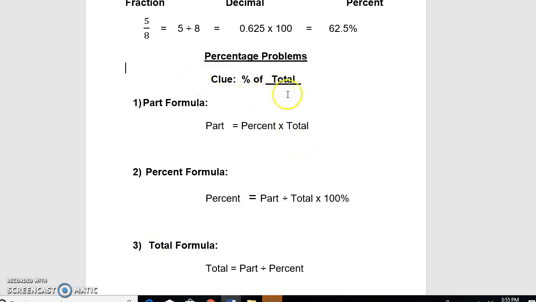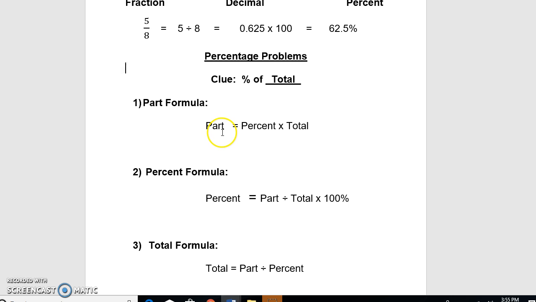And I've given you here this important clue, which is often very helpful to us. And the clue is that whenever you see the phrase percent of, whatever follows that is the total in the problem. So we first determine what are we looking for.